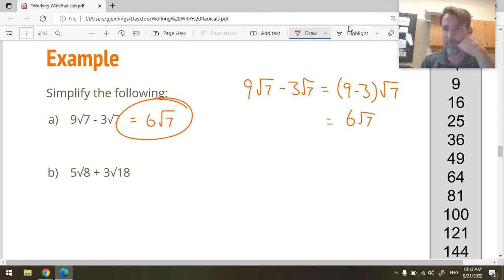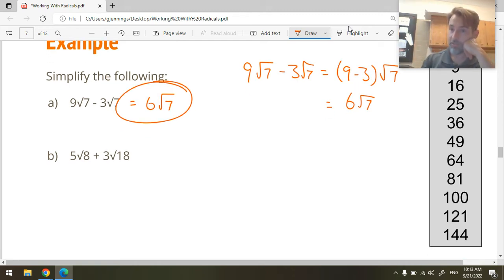Okay, this one, root 8 and root 18 aren't the same, so maybe you got stuck. But you can do it, and I'll show you how. You have to simplify the radicals first. So this is equal to 5 multiplied by the square root of 4 multiplied by the square root of 2, that's root 8, plus 3 times the square root of 9 times the square root of 2.